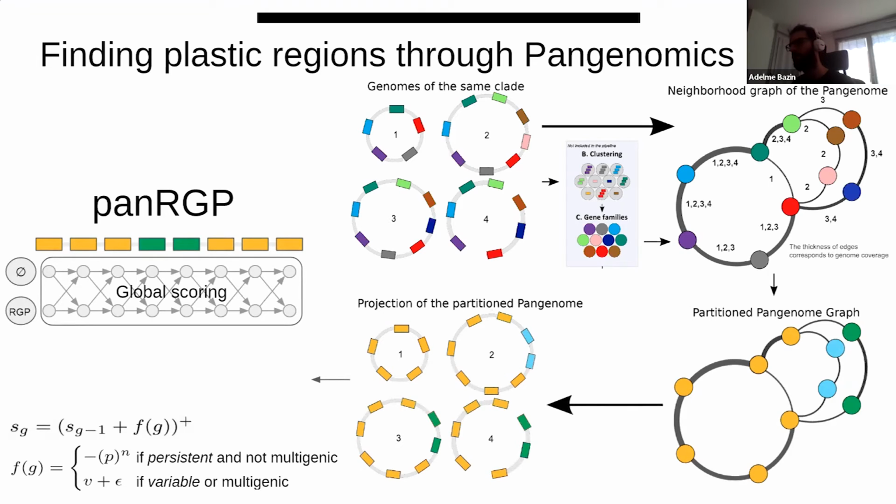genomic islands in. The idea behind the score, which I will not detail here, is that stretches of shell and cloud genes will have a high score, and stretches of persistent genes will penalize this score. So in the end, what we expect to be genomic islands will be the regions with the highest score in the genomes.